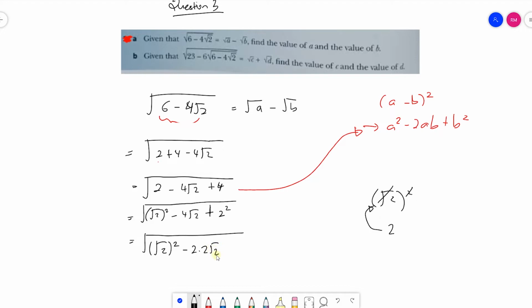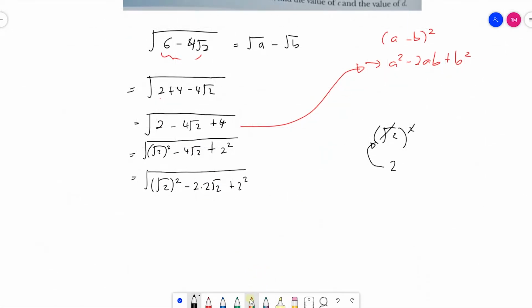Why? I'll explain to you now. Which means 2 times 2 surd 2 is correct. We can split into 2 different things. Why am I doing something like this? Now can we compare directly with a square minus 2ab plus b square?